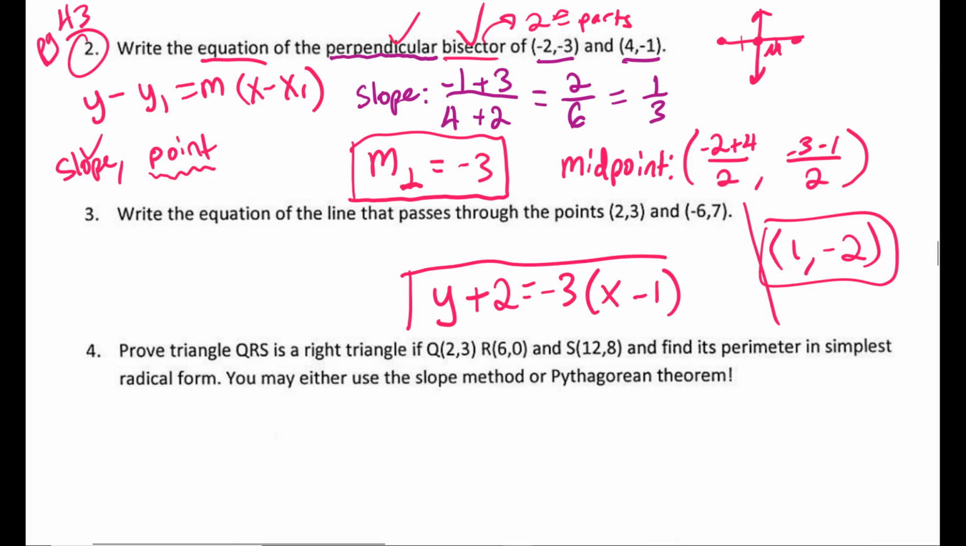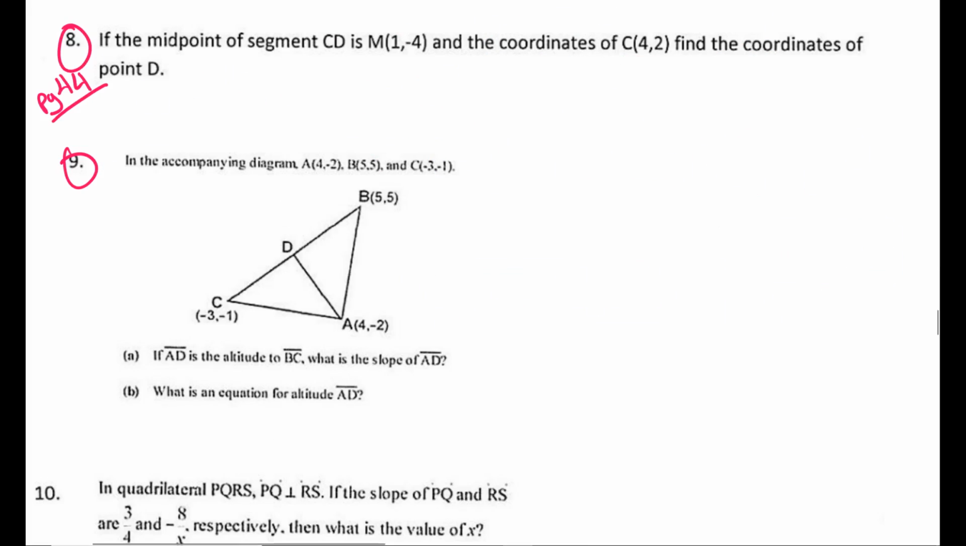And again, this is point slope form. If you wanted to put it into slope intercept form, you could always distribute that 3 and then subtract 2 on both sides. The next one I want to look at is number 8 on page 44.